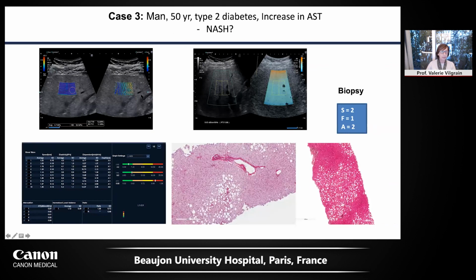Now the next patient here, you can see that it is different, and we actually have a high attenuation value and a moderate increase in shear wave elastography. And again, if we look at the biopsy results, the patient had moderate steatosis, a slight degree of fibrosis, and some inflammation.